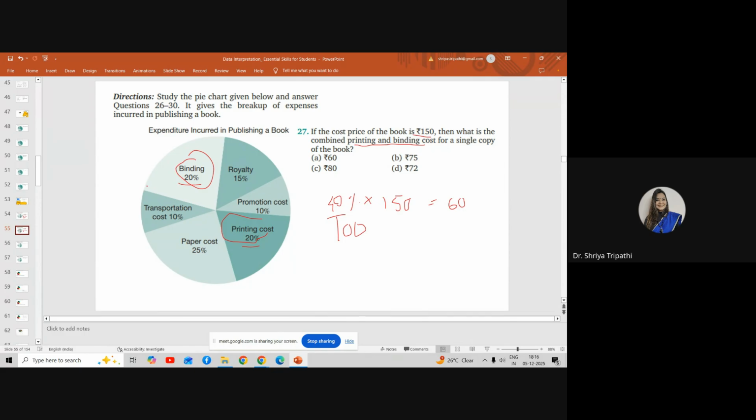Ma'am, from where did we get 60? See, I have combined binding percentage as 20 and printing 20. So we are getting 40% of cost price. Right. 40 divided by 100 into 150. Okay, so the answer is A, that is 60.